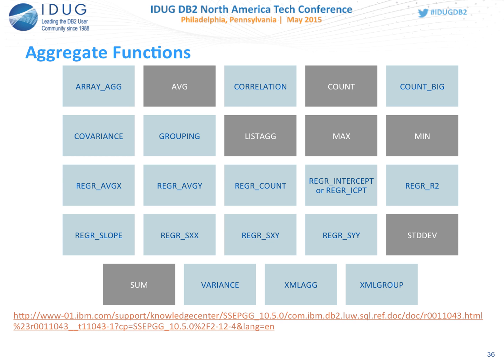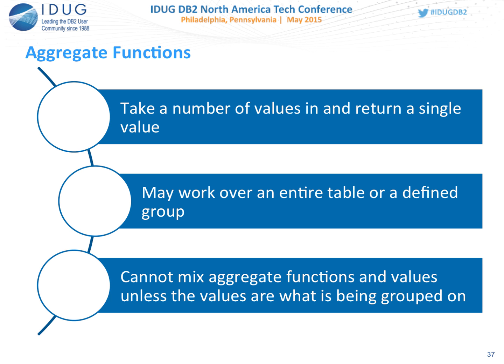Some of these others may be a little bit more obscure. You may not use them as much, but it's definitely good to be aware that there are a bunch of aggregate functions out there that you can use over groups and sets of data. The whole point of an aggregate function is to take some group of values and return a single number. Whether that group of values is over the entire table, such as select count star from some table, or whether it's over a defined group using the group by clause. You cannot mix aggregate functions and values unless the values are what is being grouped on. And I'll explain that a little bit more on another slide here.